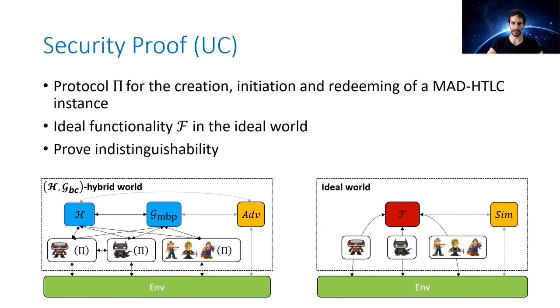Now we prove these are indeed the only possible interactions. So we define an ideal functionality F, detailing them in an ideal world. We then define a protocol pi that states how MAD-HTLC instance is created, initiated, and redeemed. This protocol uses the hash function in the blockchain, which we model as global ideal functionalities. So we consider the protocol pi in a hybrid world. The last step is showing the hybrid world with protocol pi and the ideal world with functionality F are indistinguishable.